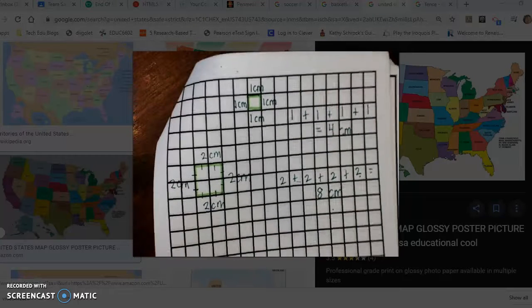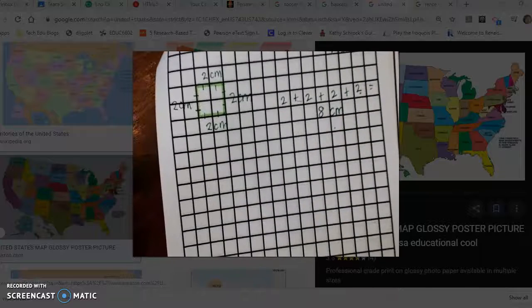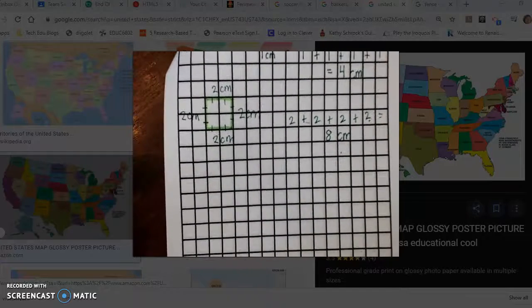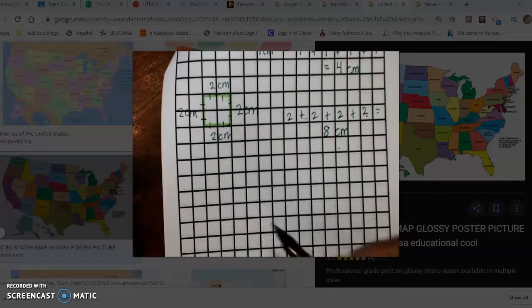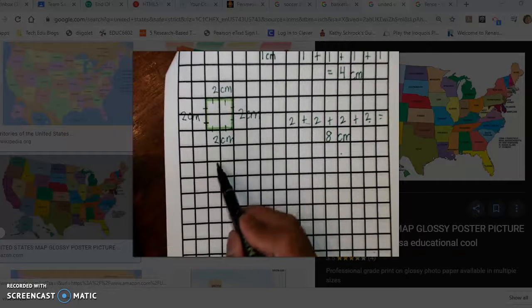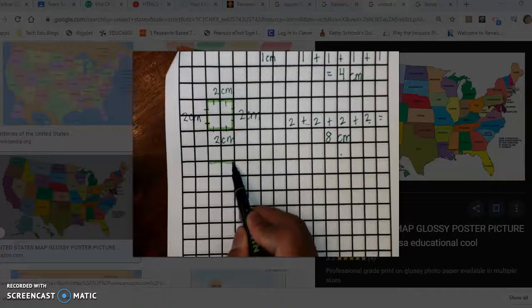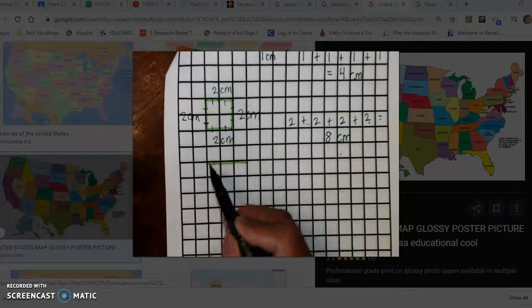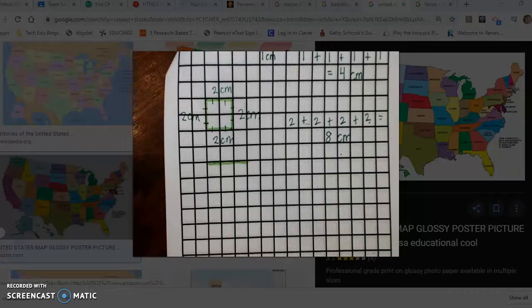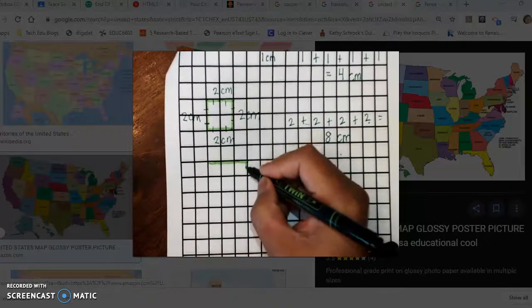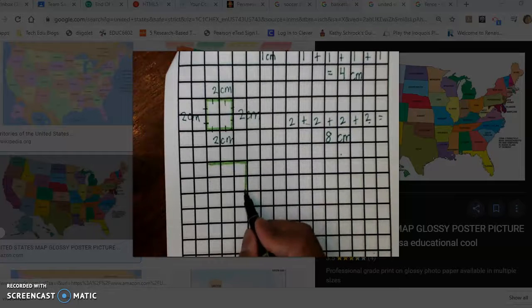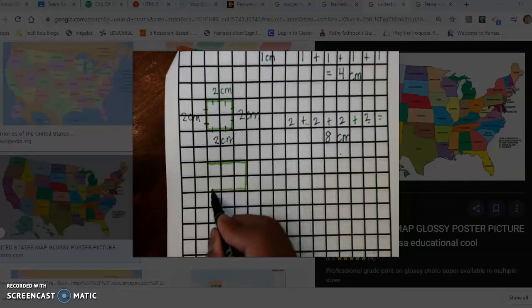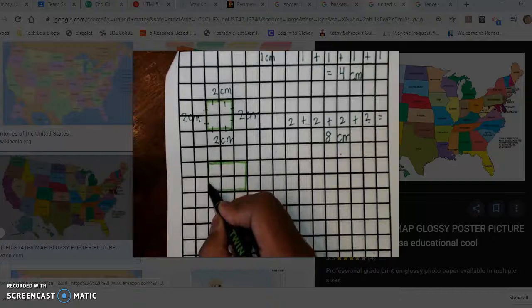Let's try something a little different this time. Now, instead of doing the same measurements on each side, let's do a shape that measures out to be 1, 2, 3 centimeters long and only 2 centimeters long on the side. Let's close up our shape. Here we go.